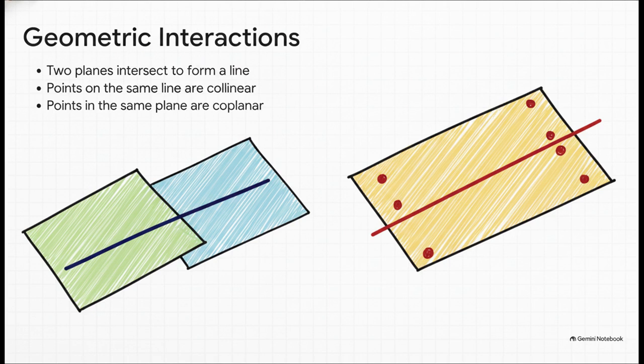And here's some key vocabulary. If you have a set of points all sitting on the exact same line, we call those points collinear. But if you have points scattered all over the same flat wall or the same plane, we call those coplanar.